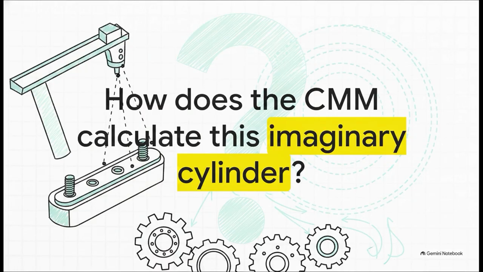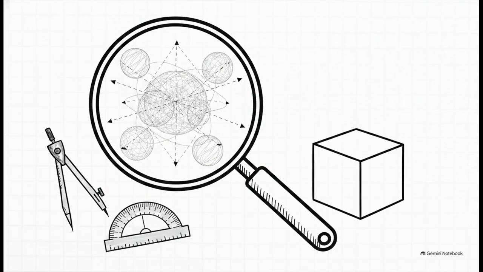So we know exactly why we need it, and we know how it saves our assemblies from catastrophic interference. But this actually leaves us with a massive, highly advanced question. If this tolerance zone is literally floating in empty air, how in the world does the CMM software algorithm calculate this imaginary projected cylinder based on just the tiny few threads it can actually touch? Well, that mathematical mystery is exactly what we are going to crack in our next lesson.